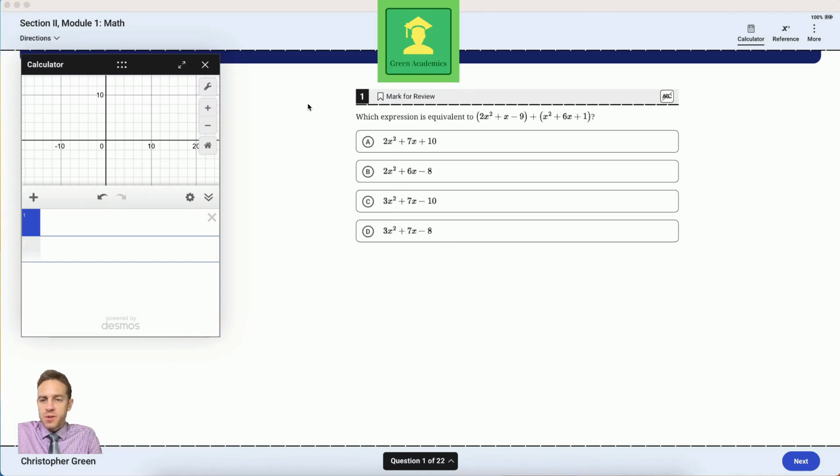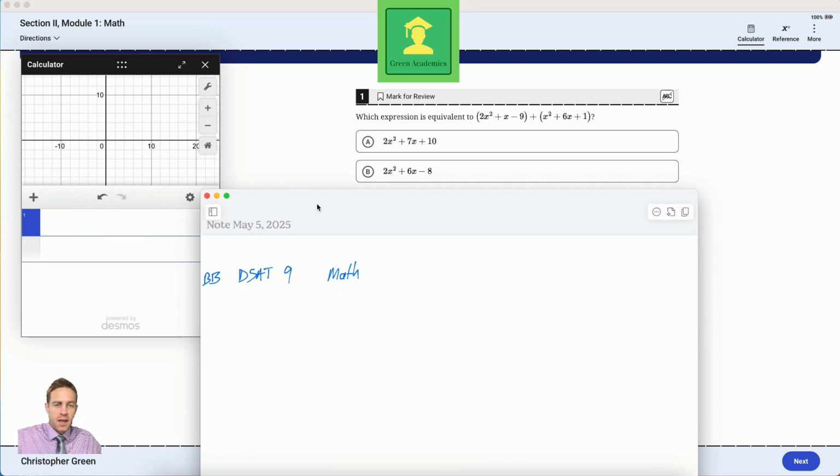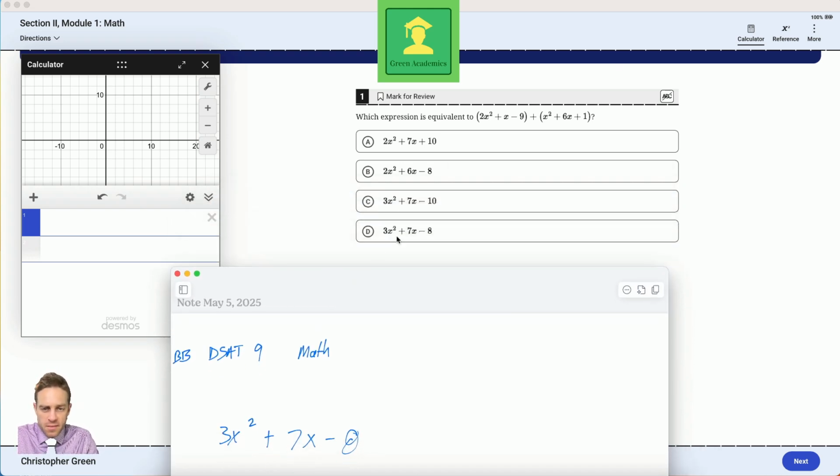This is Bluebook Digital SAT number 9, Math Module 1. Which expression is equivalent to that? Well, this is of course just adding the corresponding terms. I'm going to be writing these by hand over here. So the x squared gives you a 3x squared, and the straight x's gives you a 7x, and a negative 9 and a positive 1 gives you a minus 8. 3x squared plus 7x minus 8.